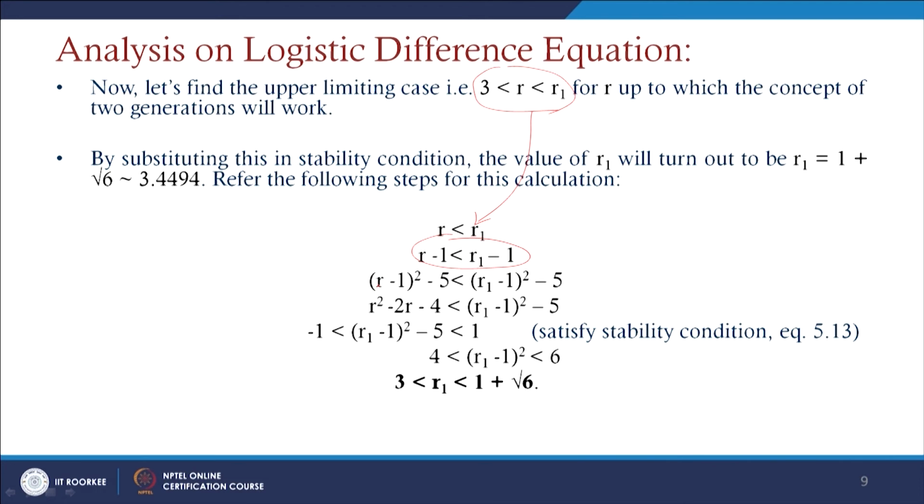And if you do some manipulation, finally we obtain that r1 should satisfy a value between 3 and 1 plus square root of 6. Especially, by substituting this in the stability condition, the value of r1 turns out to be 1 plus square root of 6, whose approximate value is 3.4494. Up to that value we can have a stable solution, and after that we do not know how the behavior of this function will be.